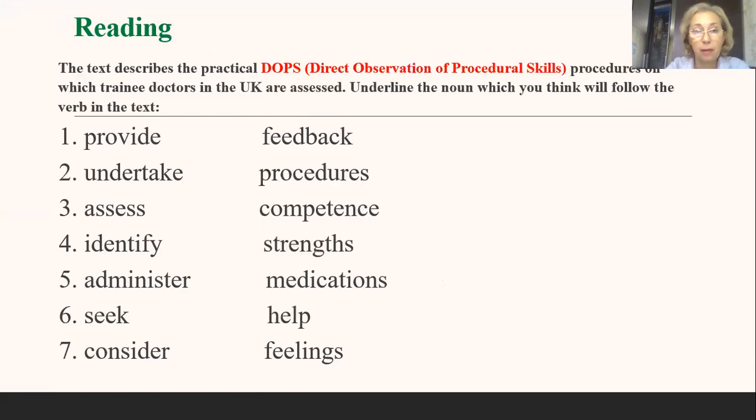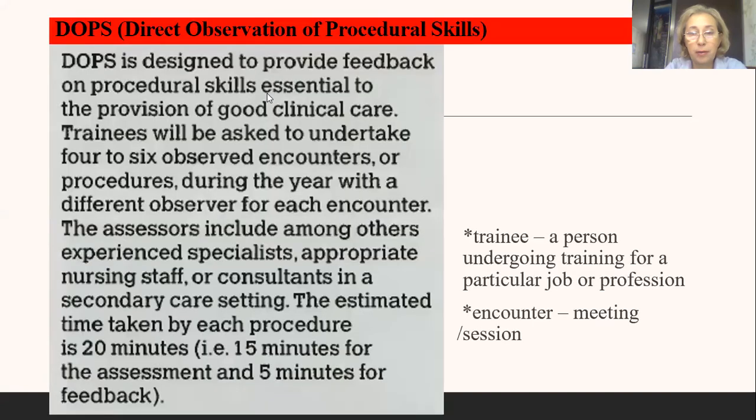Okay, let us check. So here's the slide with the phrases from the text, which we should understand. And if we move to the next, this is the beginning of the text, and so we are going to read about trainees. Trainees: a person undergoing training for a particular job or profession. And encounter, in this context, is a meeting, some kind of session.